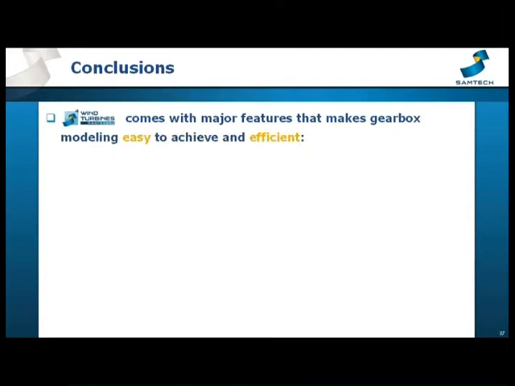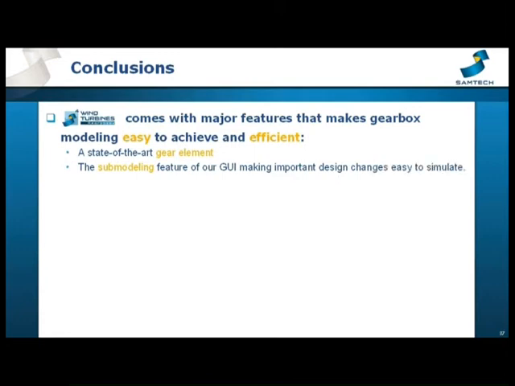We've seen in this presentation that SAMSEF4 wind turbines gearbox comes with two major features that are making the life of design engineers much easier. First, a state-of-the-art gear element to predict the dynamic behavior of geared systems quickly and accurately. And secondly, the SAMSEF field GUI with its submodeling feature, which enables the replacement of large parts of the structure, like a complete stage or planet carrier, by other ones with just a few clicks.